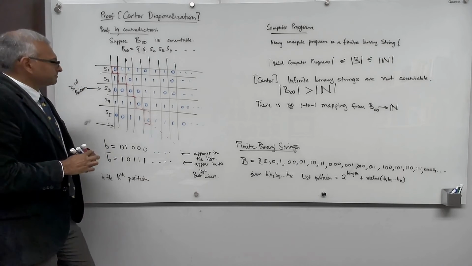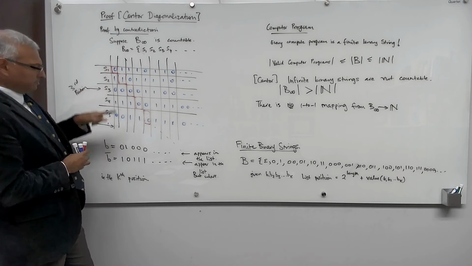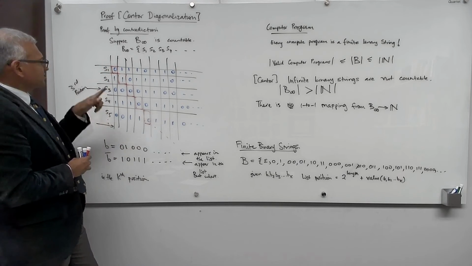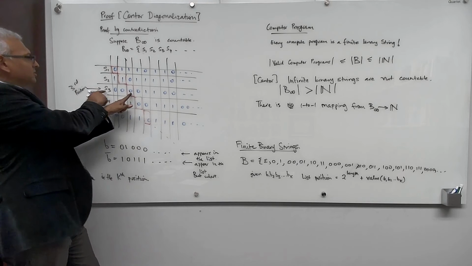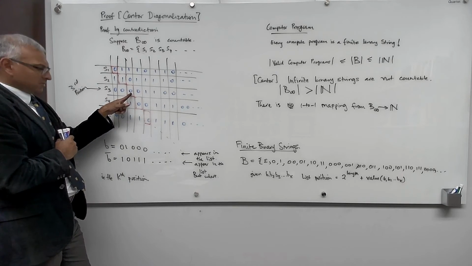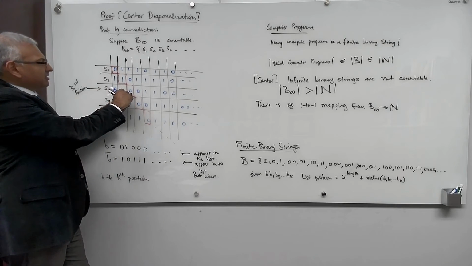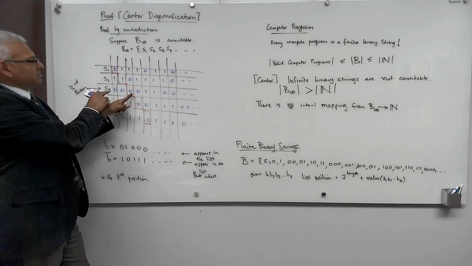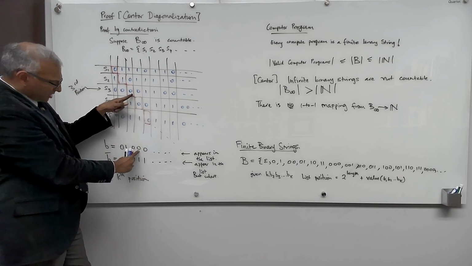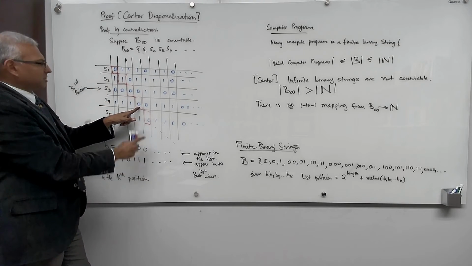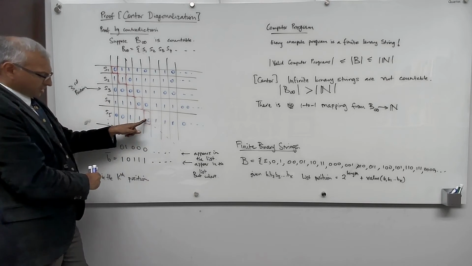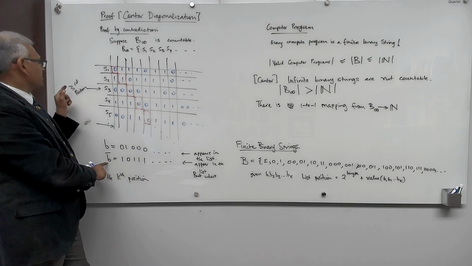Well, the third bit in B, so 1, 2, 3, the third bit in B is exactly the third bit of the string that appears in the third position. And the fourth bit in B is the fourth bit in the fourth string. And the fifth bit in B is the fifth bit in the fifth string. Okay. So now let's say B bar is appearing in the third position.